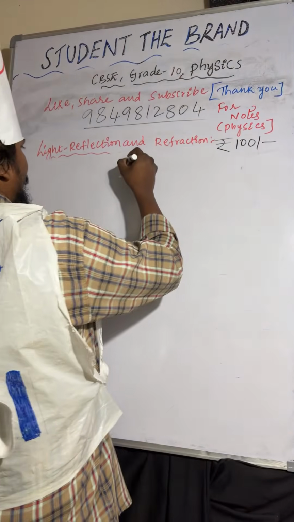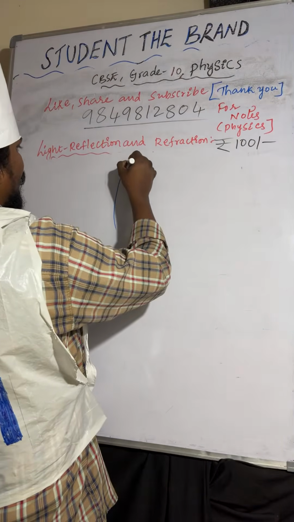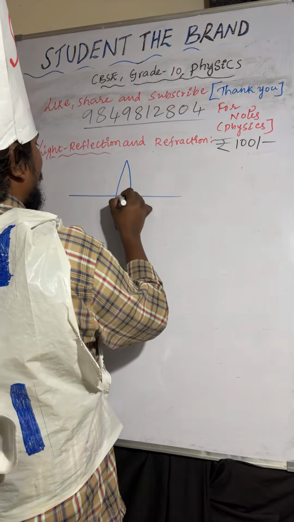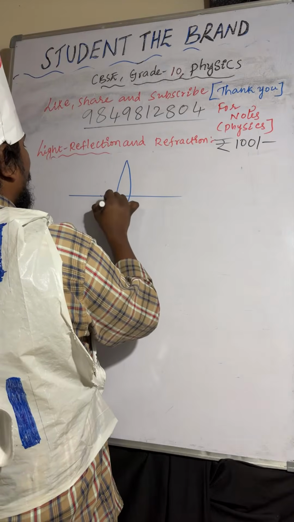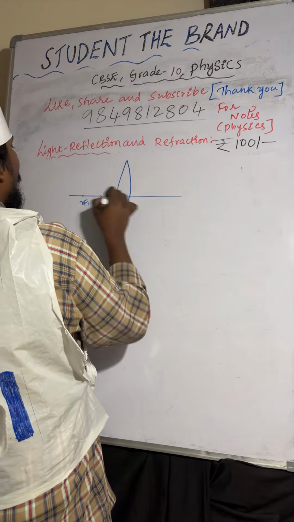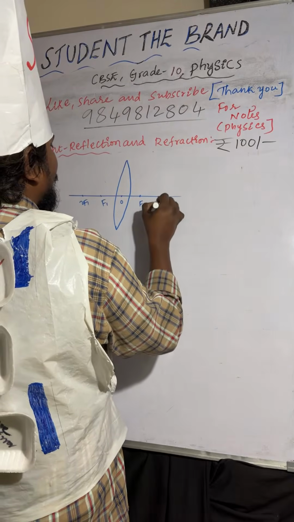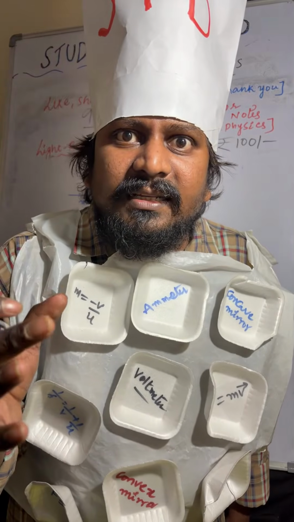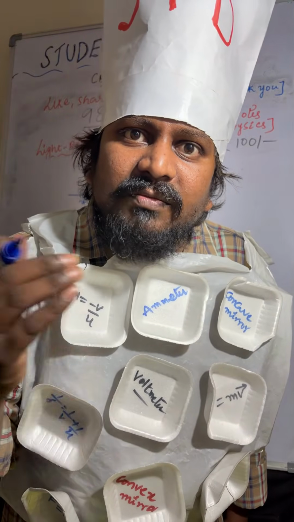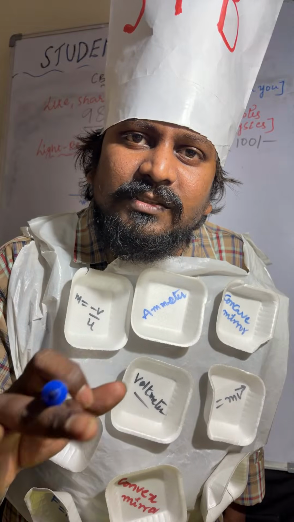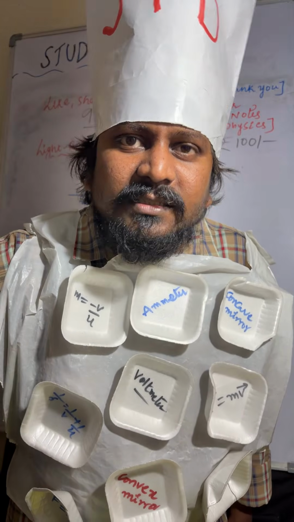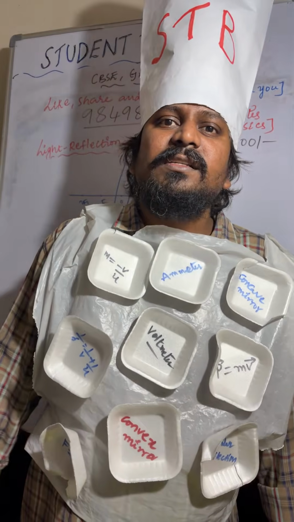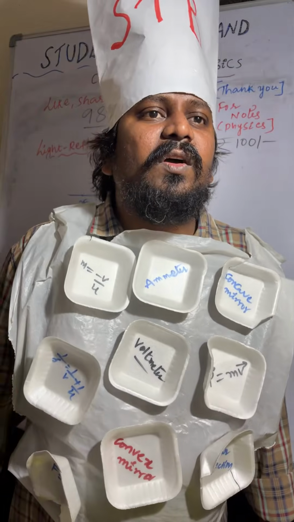So now, convex lens. Optic center, F1, 2F1, F2, 2F2. The light ray is coming from infinity. After refraction, it passes through focus. That is the first ray rule.